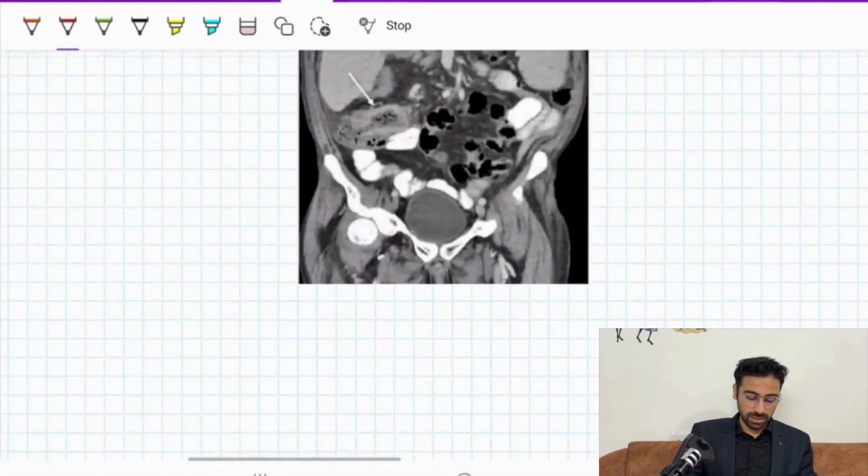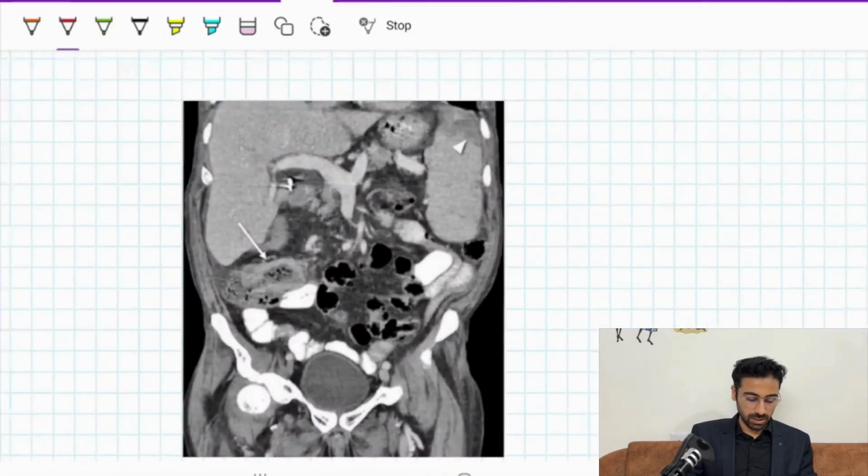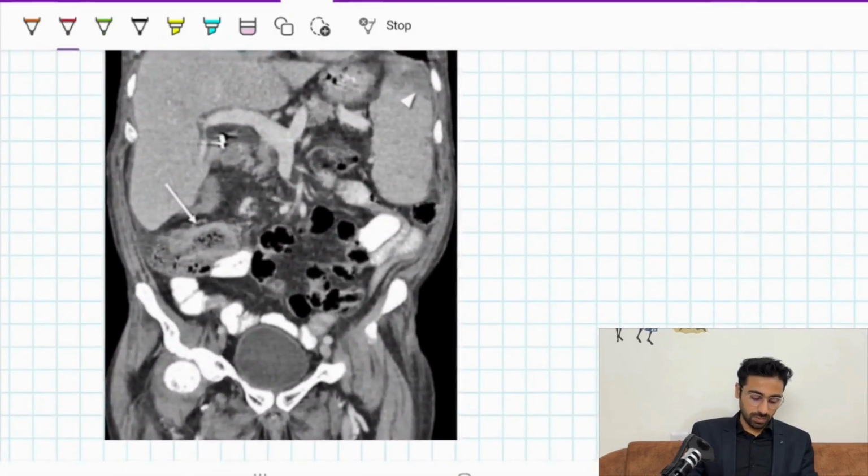Coming on to the next example, again of bowel TB. This is a case which is showing terminal ileum symmetric wall thickening with surrounding fat stranding. The draining lymph nodes were also enlarged, which show conglomerated appearance. However, I have not included that in the image.